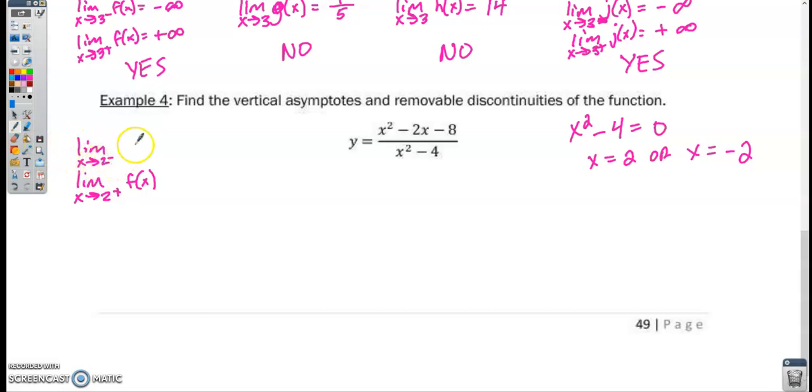of the function and see what happens. And we're also going to look at the limit as x goes to negative 2 from both sides and see what happens.